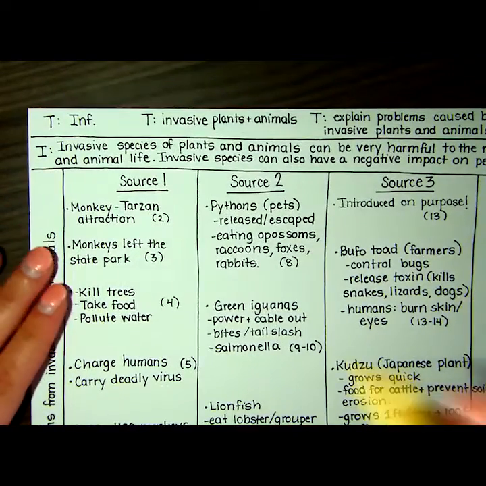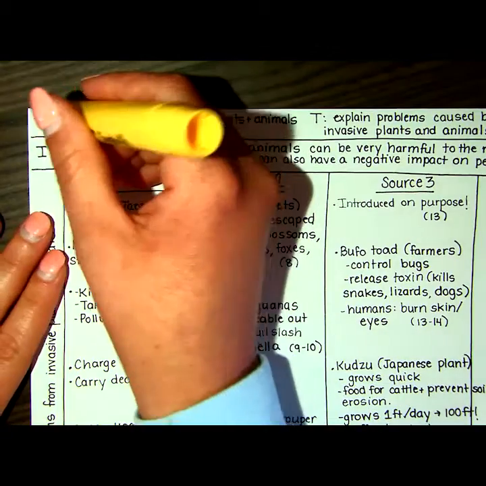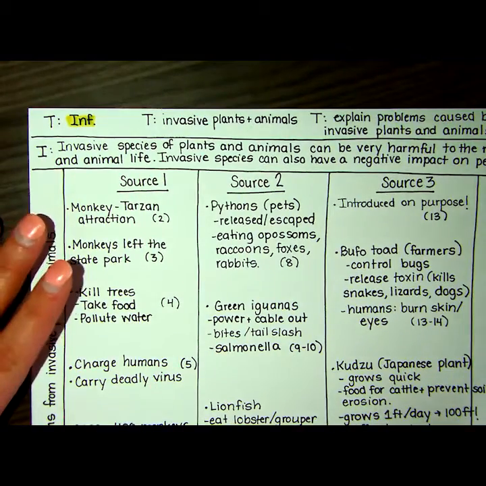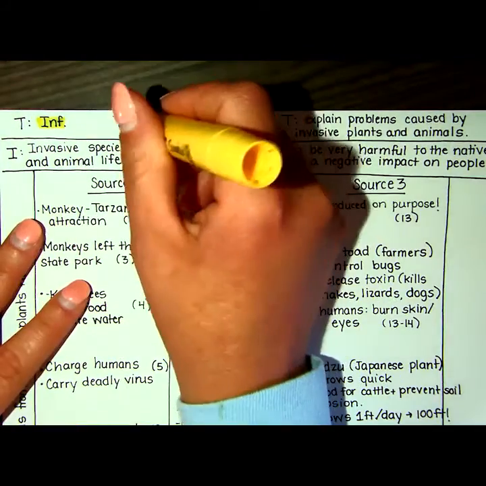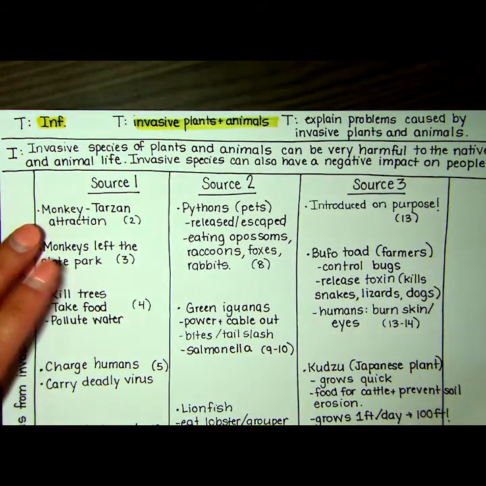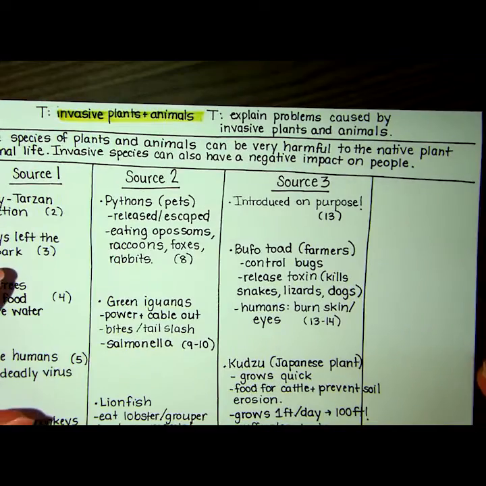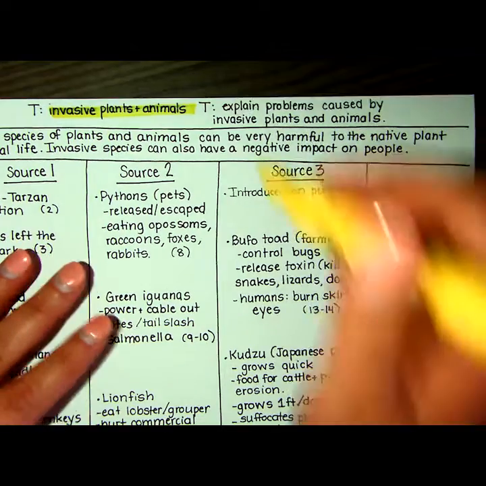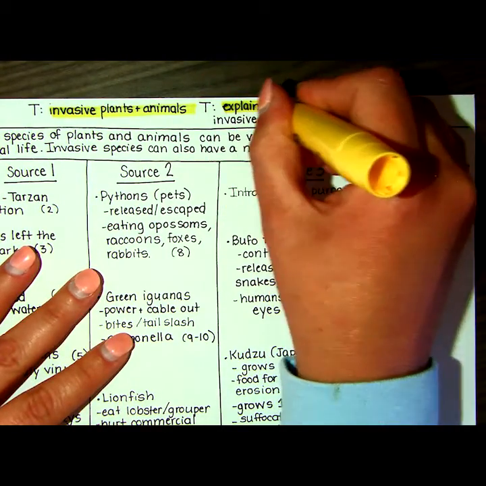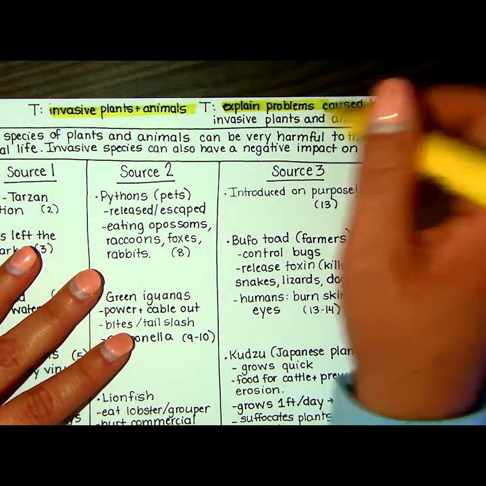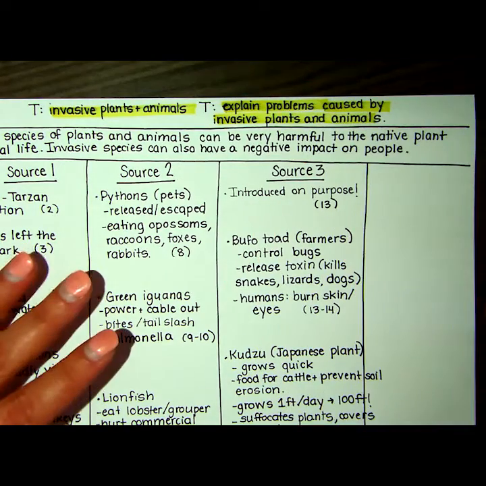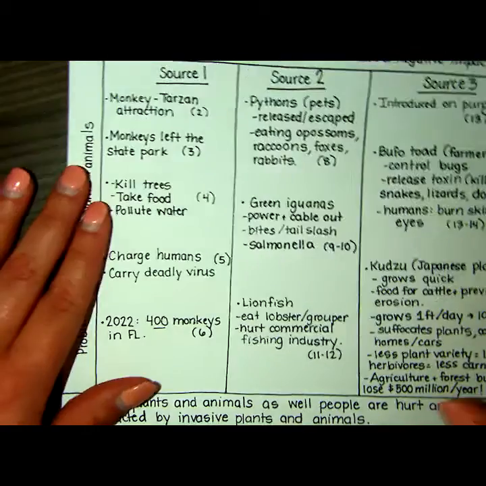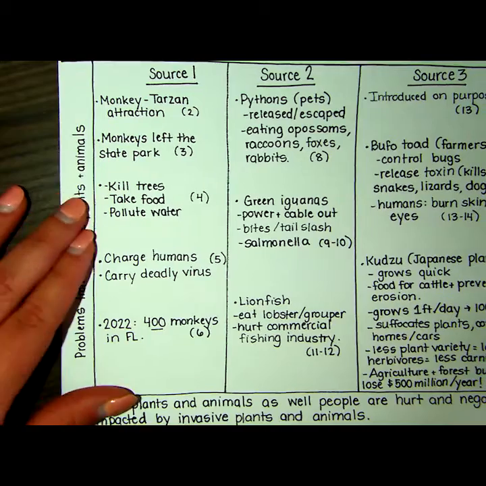So let's quickly go over this. We know the type. This is informational. It's not opinion. The topic is invasive plants and animals. And then the task. Okay, so what do we have to do with that? We have to explain to our reader the problems that are caused by some of these invasive plants and animals. So before I go into my introduction and my big ideas, let's talk about source 1.